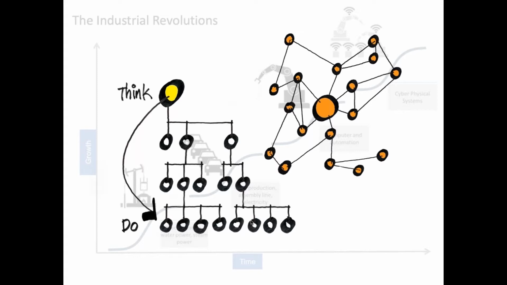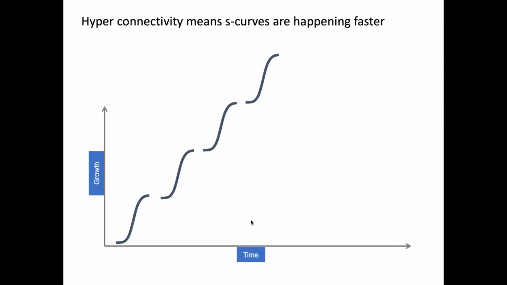So here's something that I think complicates things even more. Hyperconnectivity, like we're seeing in the Internet of Things, and being able to move goods and services and information easier than we ever have, that hyperconnectivity means that S-curves are happening faster. So we used to be able to count on a growth curve or an S-curve lasting, I don't know, sometimes 75 years. They don't last 75 years anymore.